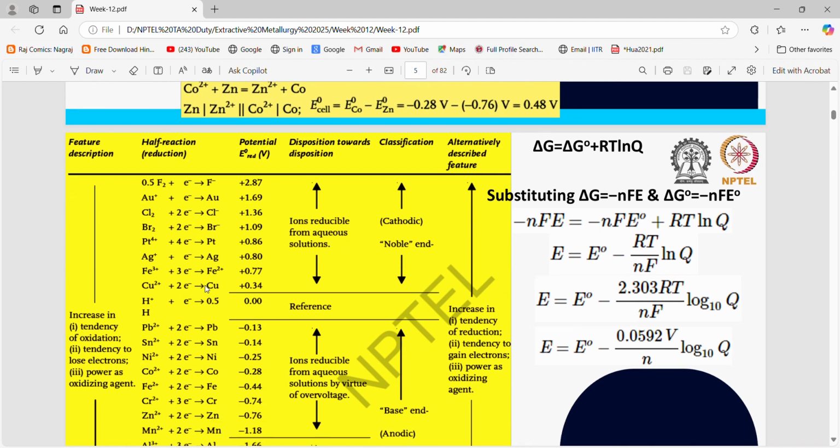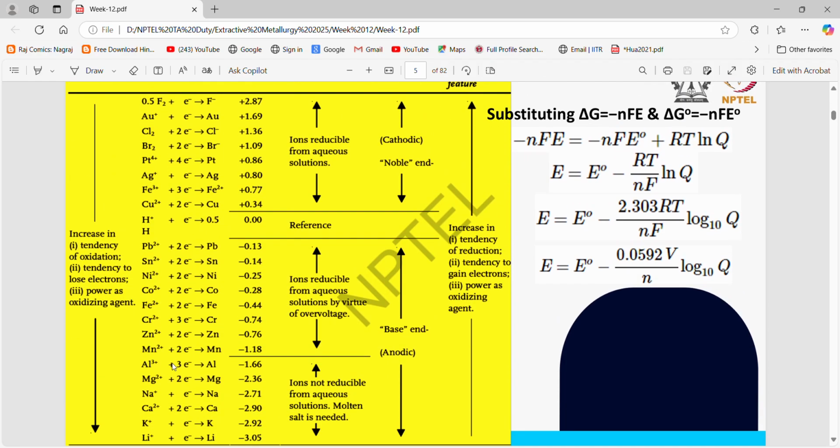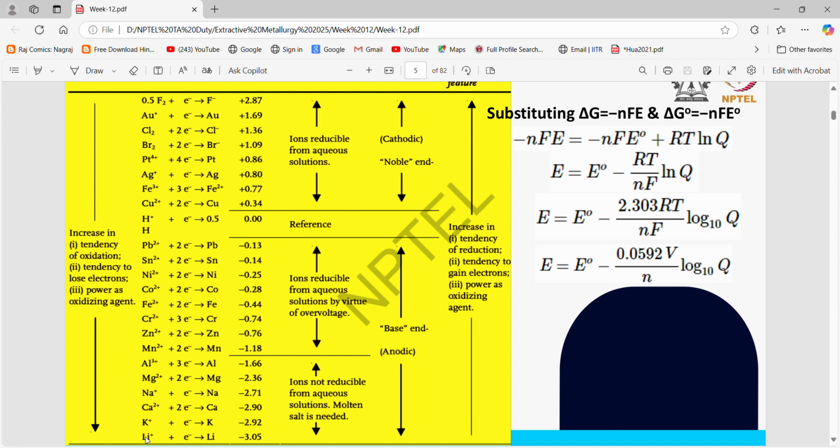This is the standard EMF series. We can see Li has the highest electronegative potential of around minus 3.05, while fluorine has an electronegative potential of 2.87, and gold has an electronegative potential of 1.69. The metals which have positive electronegative potential are known as cathodic, or we can say noble metals, while hydrogen is used as a reference material.